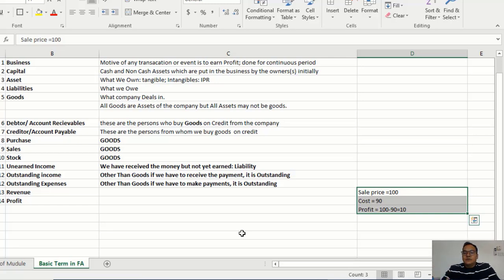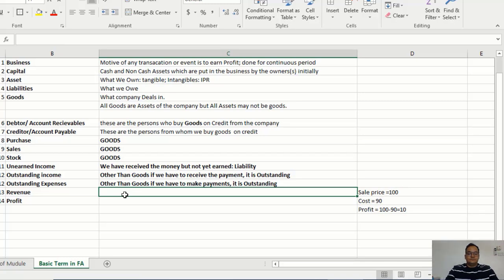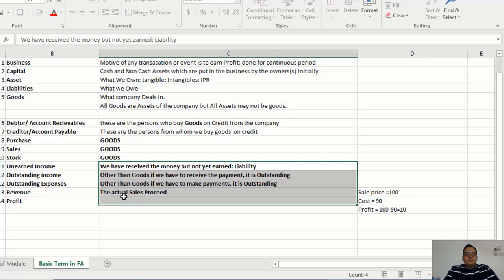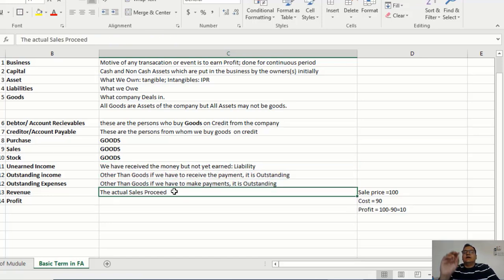Now, what is revenue? The sale price is 100, cost is 90, profit is 10. Now, some of the students will say revenue is 10. Some of the students will say, teacher, Mr. Nitin, we have attended your previous lecture, we know it is 100. And somebody will say it is confusing. So, I will write one sentence for you here. The actual sales proceeds, whatever you get out of sale. When you sell something and you get something, this is called revenue. So as you can see, it is 100 in this case.